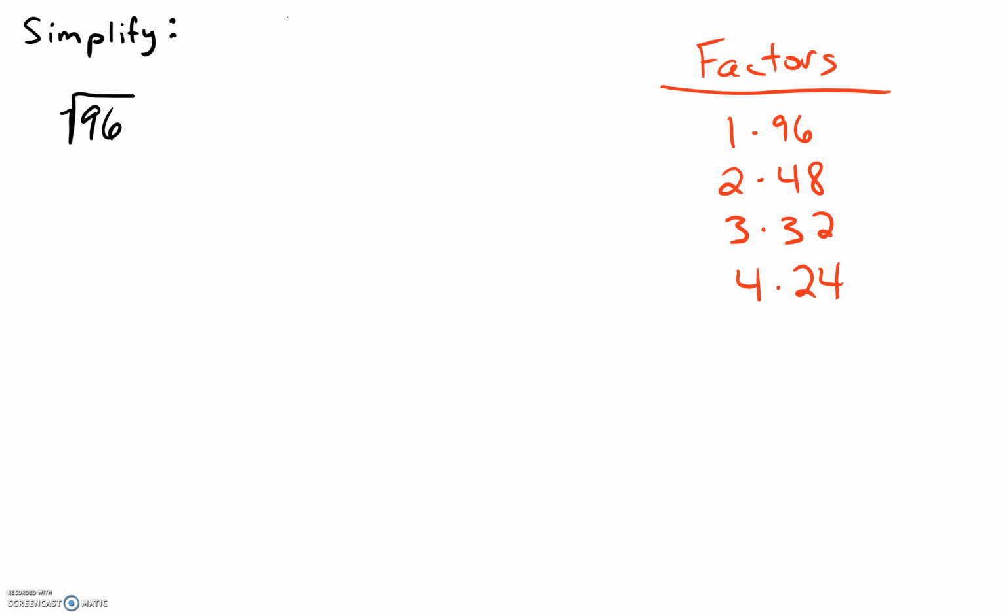It's not divisible by 5. The next one would be 6 times 16. And we have a winner now, because 16 is a perfect square. It's a number we can take the square root of. It's just going to be 4.